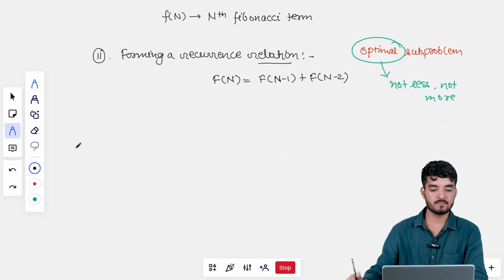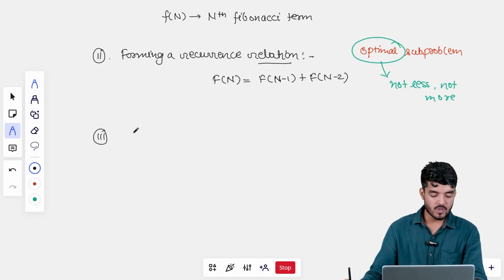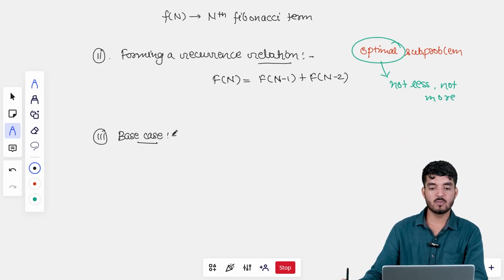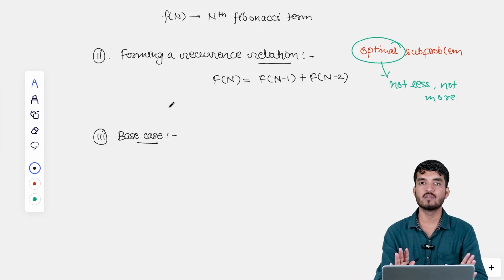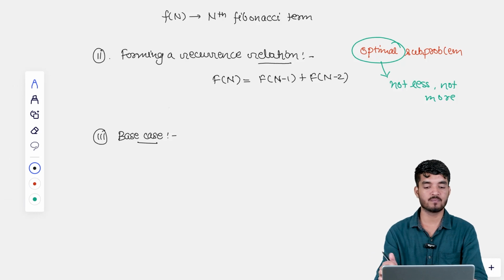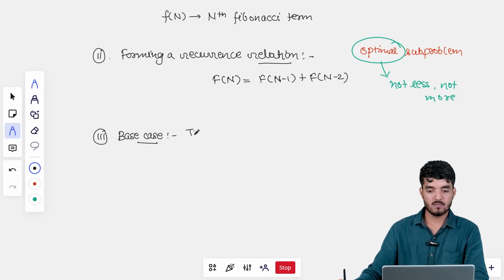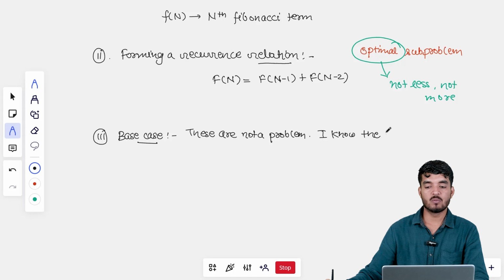The third step is to write a base case. So what is a base case? Base cases are the smallest versions of the same problem, which are not actually the problem. I know the solution for these cases. So if I write it in terms of this, then these are not a problem. I know the solution for these subproblems.